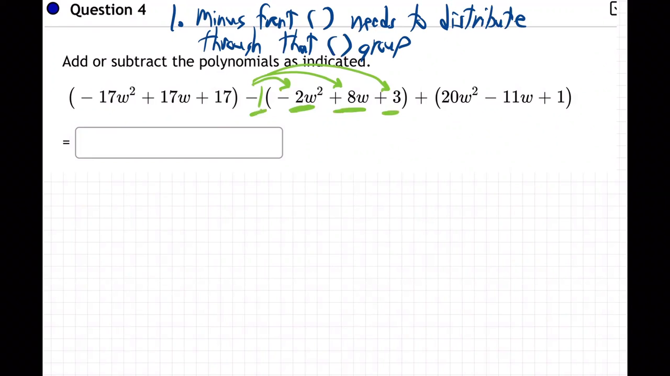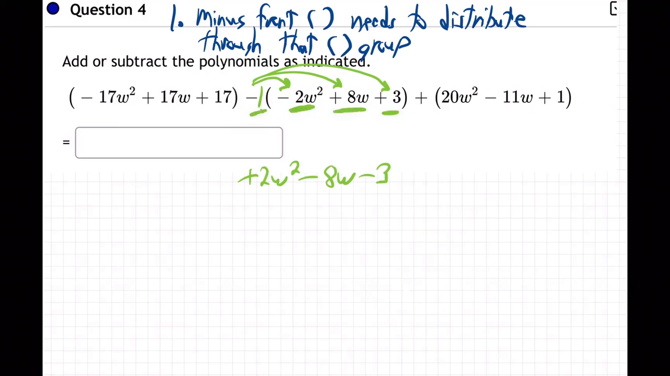Right? Because we have a minus one, really a minus sign, which is the same as a minus one in front of that parenthesis. So I'm going to take that minus one and distribute on through that parenthesis. What do I get? Minus times minus plus 2w squared minus 8w minus 3. That makes sense. That minus one went boom, boom, boom, and hit all three of those.